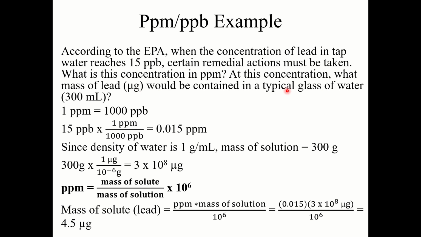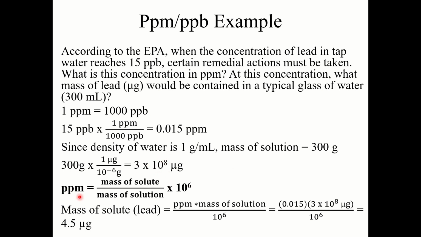Now let's think about our problem here. I'm being asked to find the mass of lead in micrograms. So I'm going to take that mass of water and I'm going to put it in micrograms using this conversion factor. So 300 grams times this conversion factor gives 3 times 10 to the 8th. So that glass of water has a mass of 3 times 10 to the 8th micrograms.